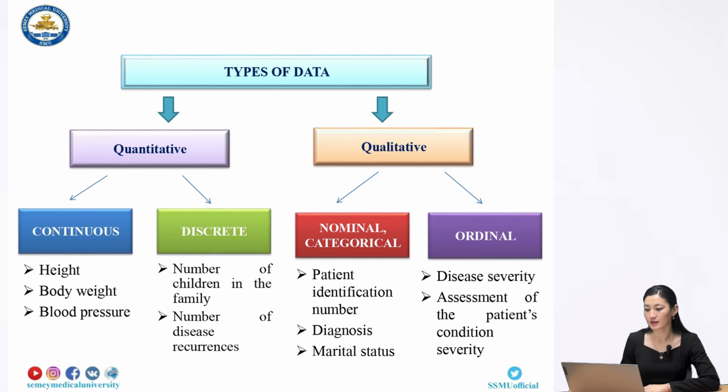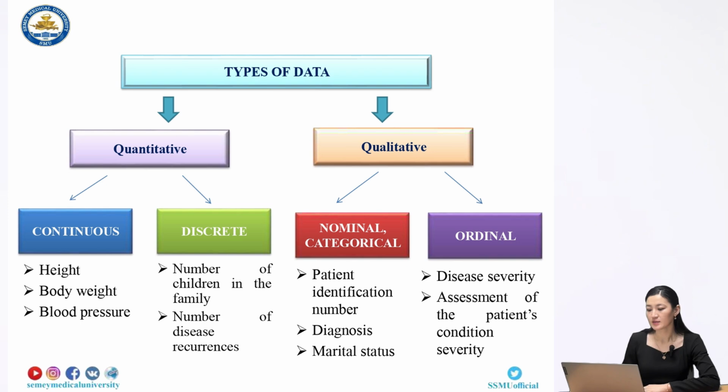Qualitative characteristics are divided into nominal and ordinal. Nominal variables are those for which arithmetic operations cannot be performed and which cannot be arranged in increasing or decreasing order. For example, patient identification number, diagnosis, gender. Ordinal variables can be arranged in a logical order.